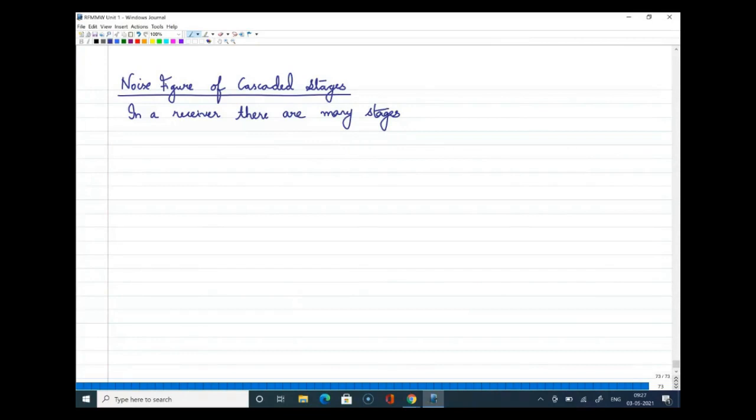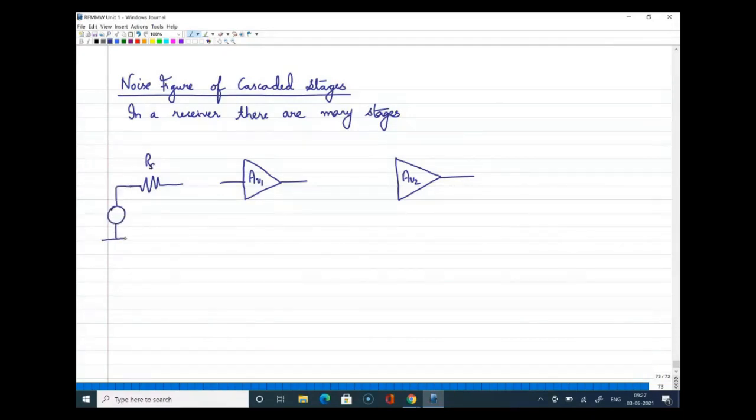Now, we were talking about noise figure of cascaded stages, and as we know, in a receiver there will be many stages. So I'm going to consider two such stages. This is stage one, and this is stage two. This stage will have a gain of AV1 and this stage will have a gain of AV2. On the input side, we have the source resistance RS and the input signal Vin.